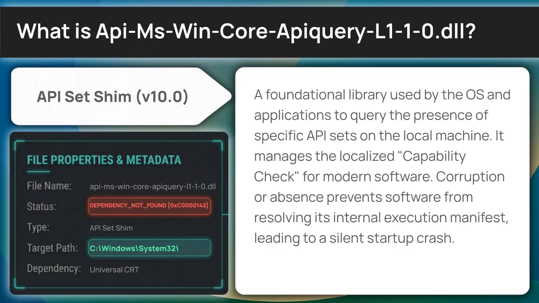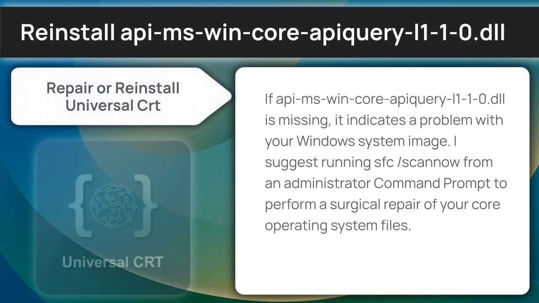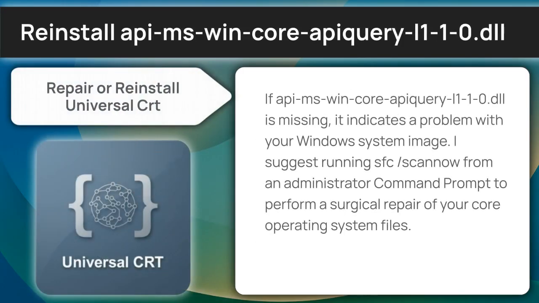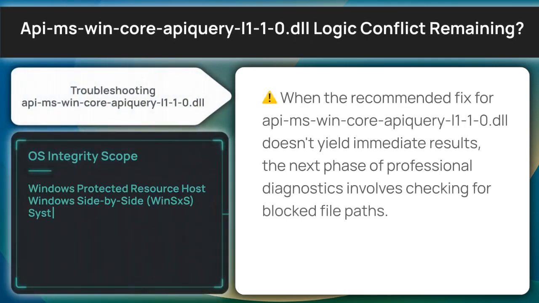With that context in mind, our first logical step is a clean reinstallation. If win-core-apiquery library DLL is missing, it indicates a problem with your Windows system image. I suggest running sfc /scannow now from an administrator command prompt to perform a surgical repair of your core operating system files.